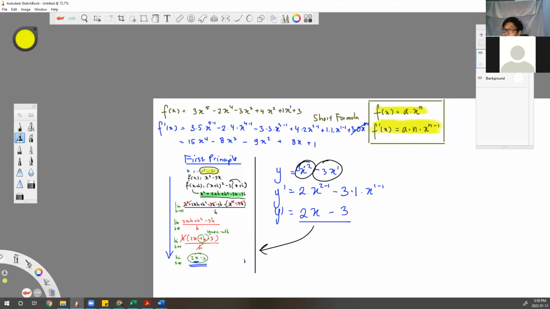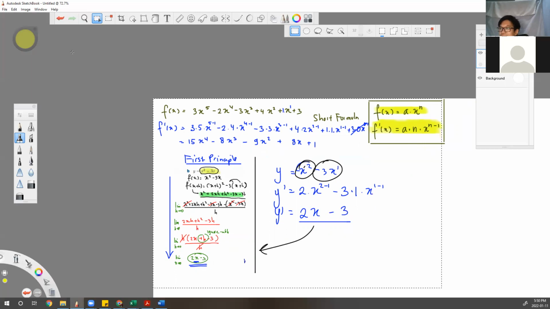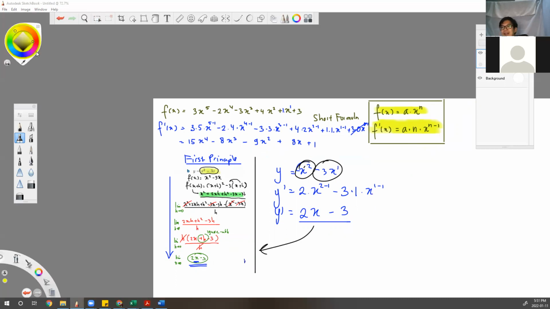So x to the power of 0 is 1, right? Yeah, x to the power of 0 is 1. So 3 times 1 times 1, right? But how about this? This is the 0 itself. 3 times 0, so it's ignored. Anything times 0 is 0, right? So this is a 0.